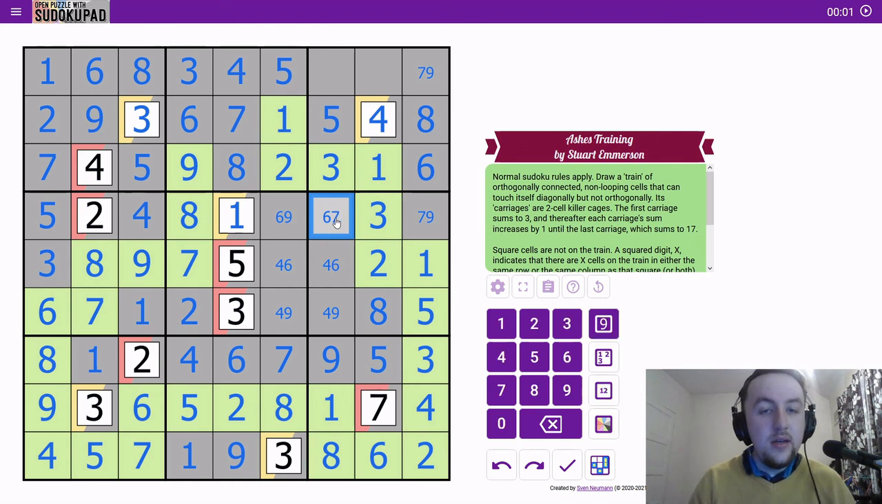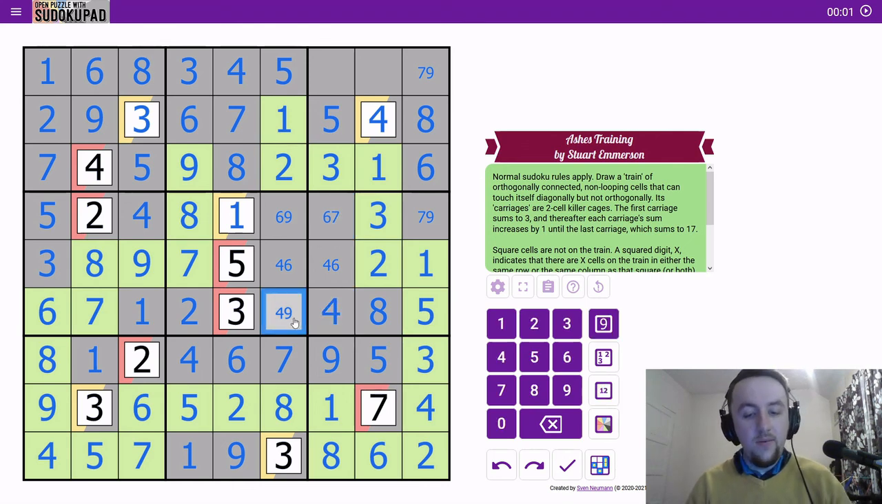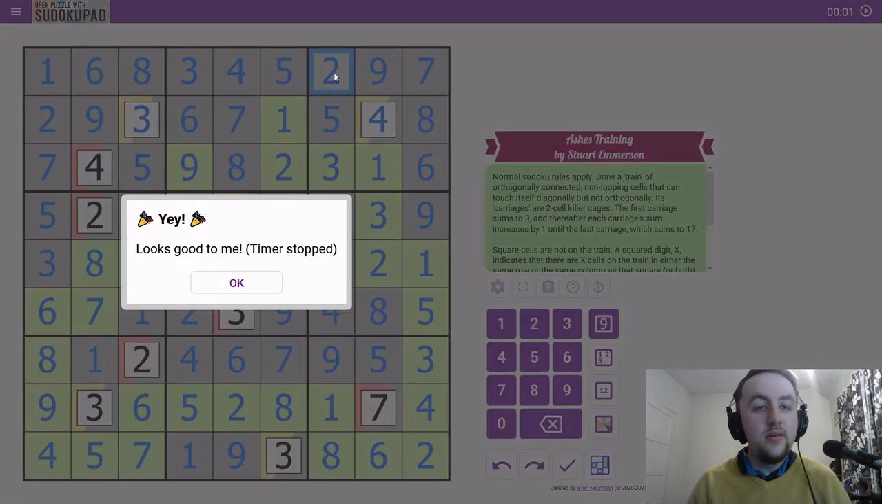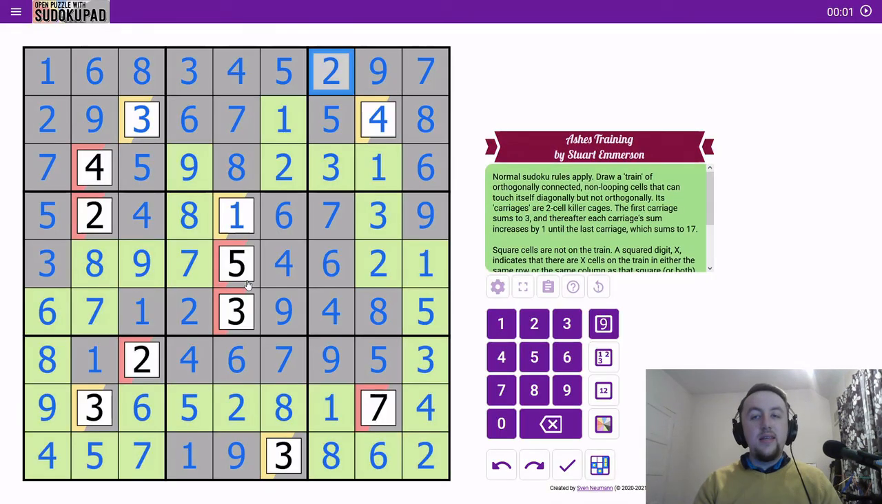That's now not a 9. That's not a 9 either, so that's a 4, 9, 4, 6, 6, 7, 9, 7, 9, and what do we need? 2. And there we go. That is how to solve Ash's training.